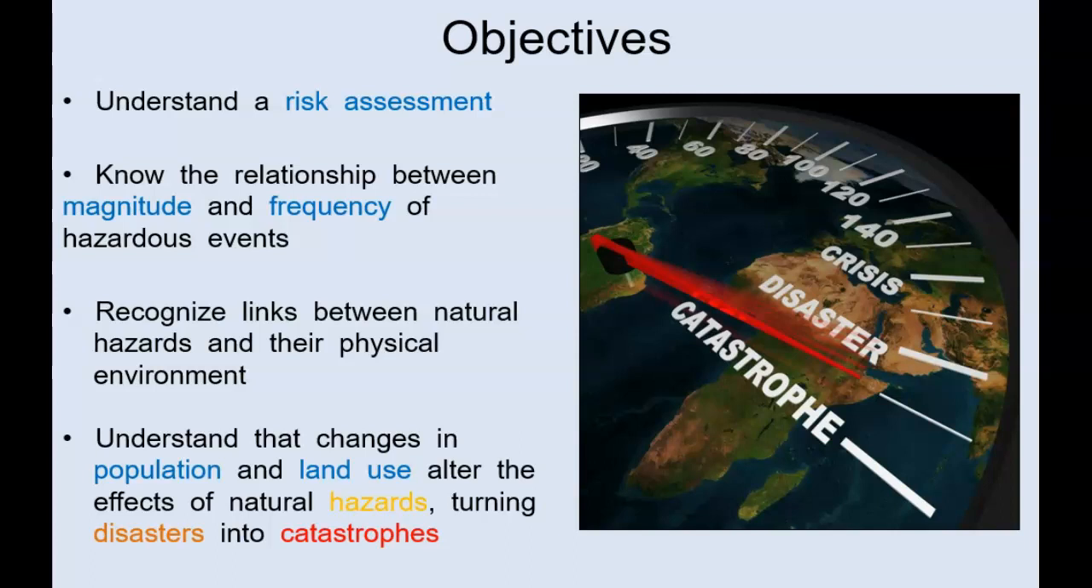Additionally, you'll also be able to recognize links between natural hazards and their physical environment. So there's a bit of terminology in there, but basically what this is getting at is that depending where you are on the Earth's surface, you will be more or less likely to be affected by a specific type or types of natural hazards. And lastly, you'll also hopefully have an understanding of how changes in the human population and changes in our land use will directly alter the effects of natural hazards, which may, again, depending on that alteration, become disasters or catastrophes.